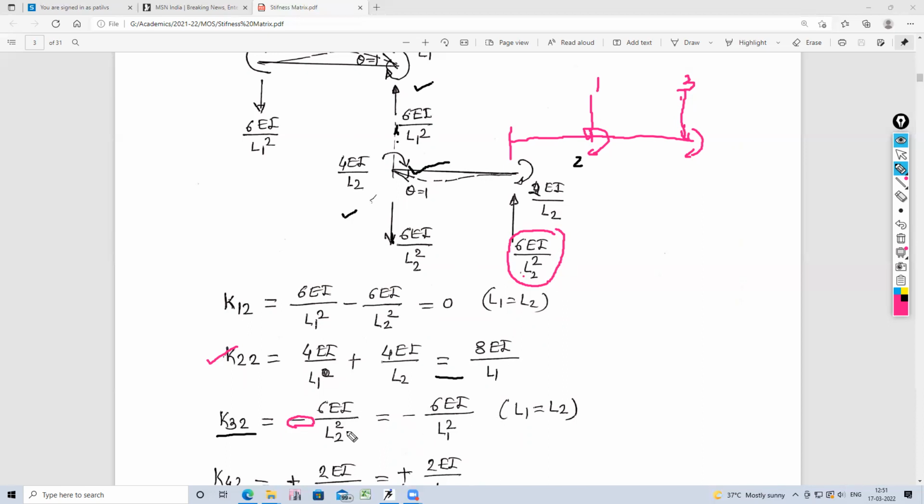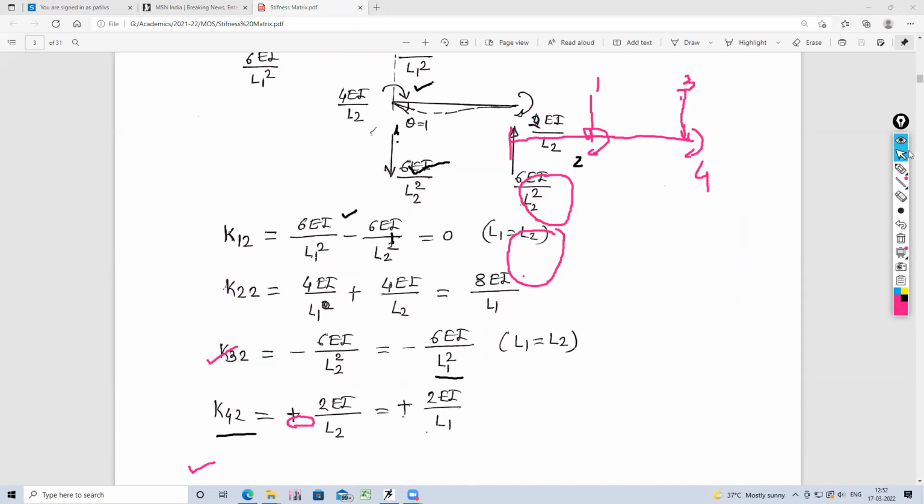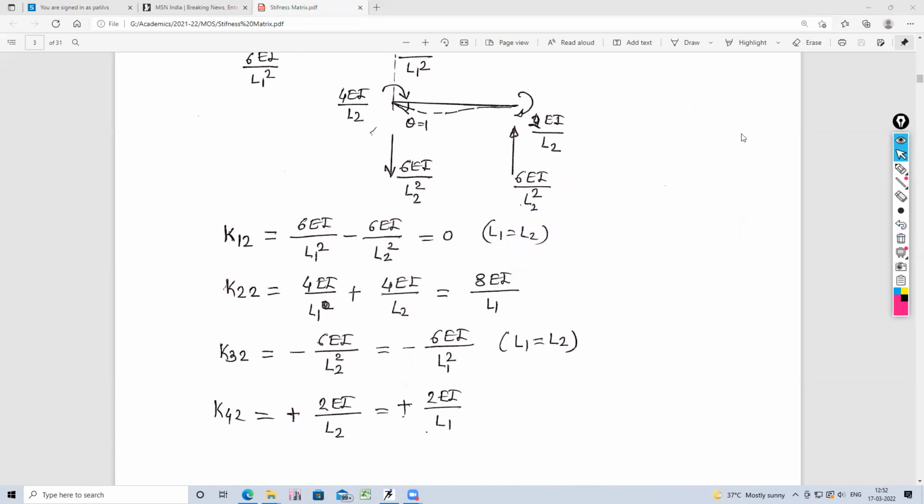Okay, so this coordinate. Substitute L2 equal to L1. And coordinate 4 is this, K42. What is 4? 4 is a moment. So here, what is the moment? The moment produced is 2 EI by L2. It is clockwise and the assigned coordinate is also clockwise. Okay, so it is 2 EI by L2. Substitute L2 equal to L1, so it becomes 2 EI by L1. So this is the second column of the stiffness matrix.